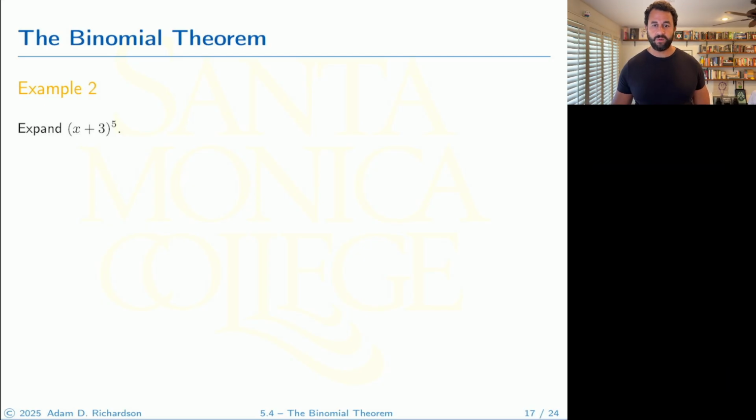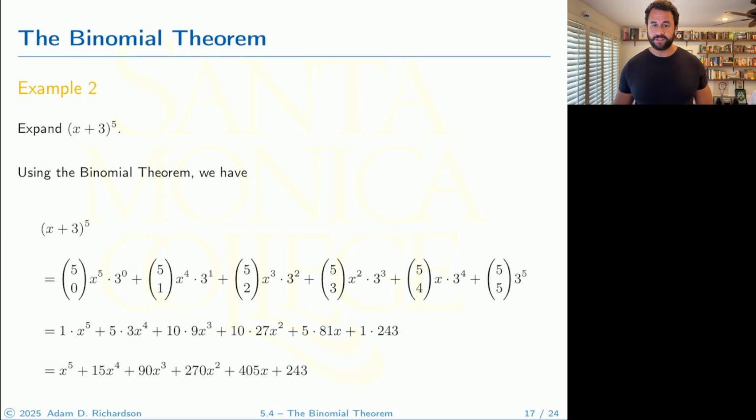Okay, here we go. So here I expressed it using the binomial theorem, but it'll be fine. So remember, the coefficients are going to be 5 choose 0, 5 choose 1, 5 choose 2, 5 choose 3, 5 choose 4, 5 choose 5. And then we're going to have ascending powers of x and descending powers. I'm sorry, I have that backward. Descending powers of x and ascending powers of 3.